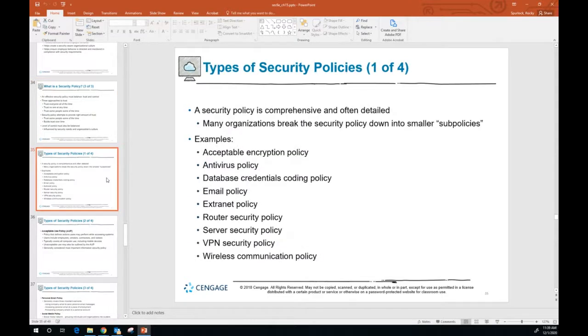Now, policies can also be broken down into sub-policies where they break them down into different groups, such as the acceptable encryption policy, an email policy, a wireless communication policy, and so forth.